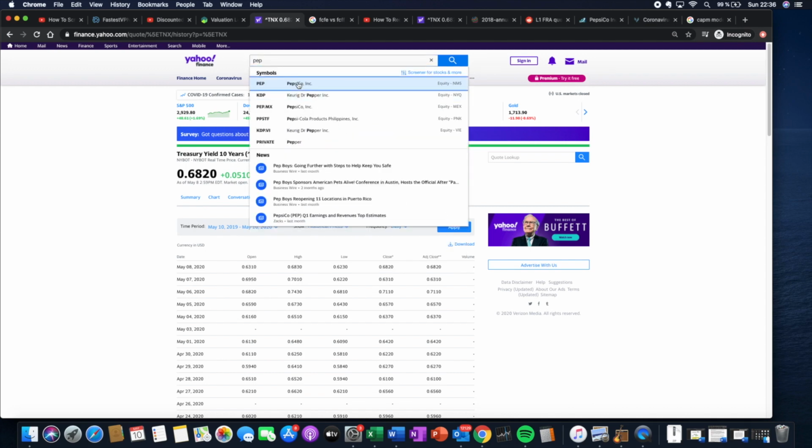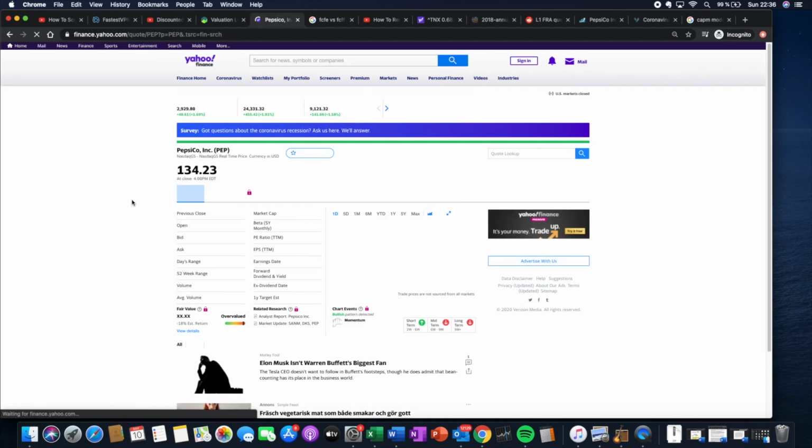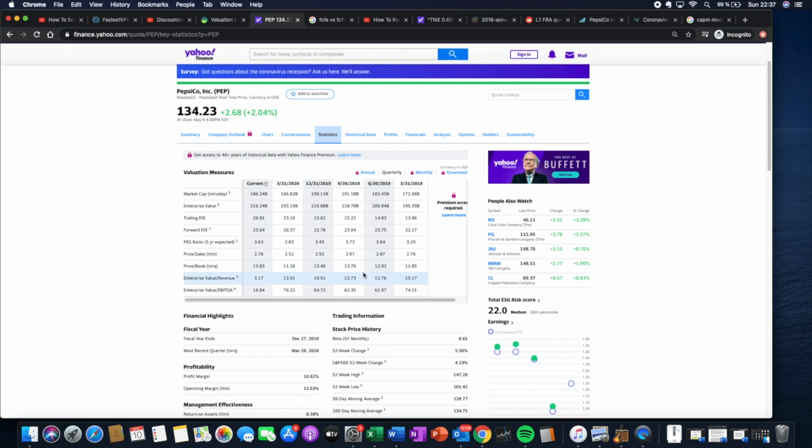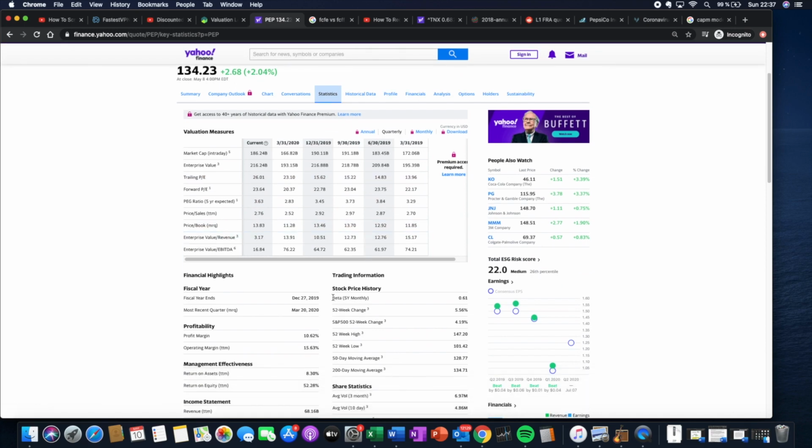The ticker symbol is PEP for PepsiCo, which one of my colleagues, Shirley, already has stated out. So let's head over here to statistics, and if we scroll down, right here under stock price history, we can see the average beta. What they have done is go back 5 years, taken the monthly beta for each and every month, and then calculated the average beta out of all of those monthly betas, basically.